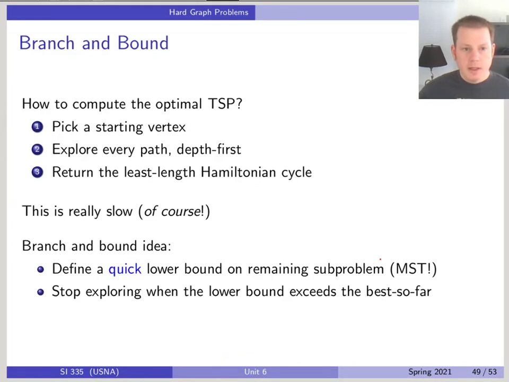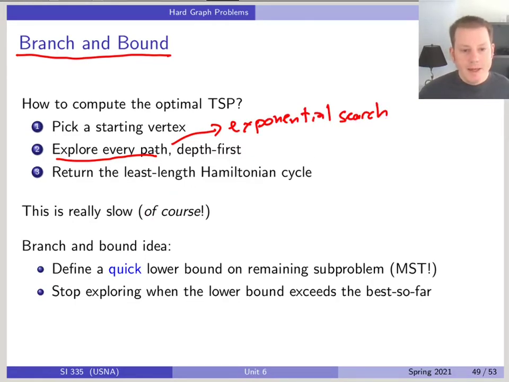Okay, so that lower bound itself is also useful in a technique called branch and bound. We're not going to have time to get really good at this idea, so if it intrigues you, I encourage you to check it out further yourself. I think this idea would typically come up in an algorithms class, which I think is SI 420. But for this particular problem, how would we compute the optimal traveling salesman tour? The idea is that we're going to explore everything. Exploring everything means that's an exponential search, right? Very slow.